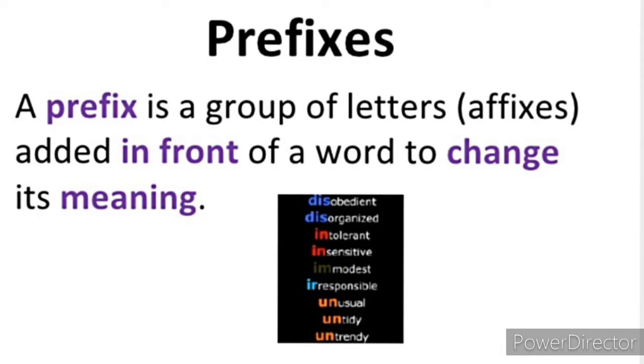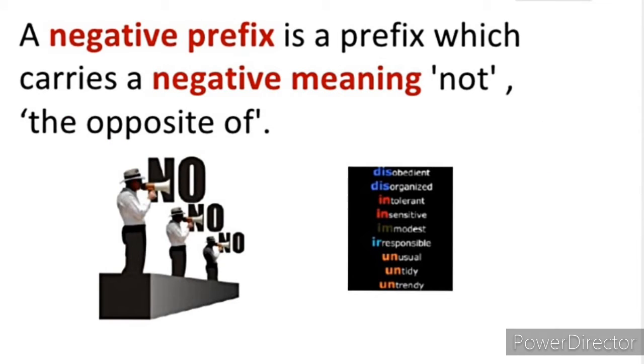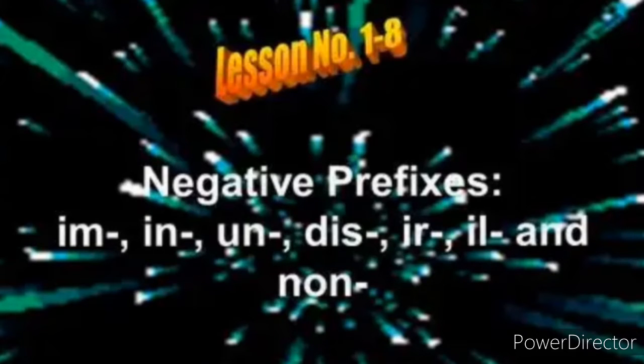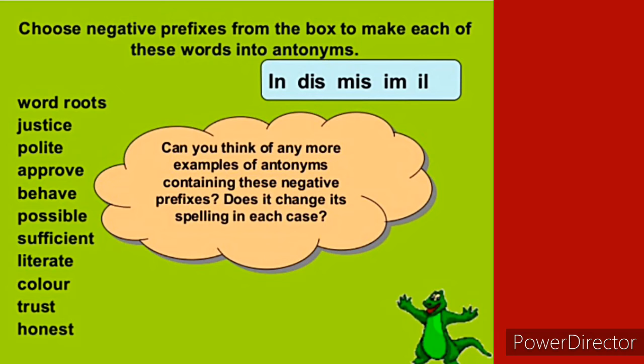Today's topic is prefix. A prefix is a group of letters added in front of a word to change its meaning. Then what is a negative prefix? A negative prefix is a prefix which carries a negative meaning, that is, not or the opposite of. Examples of negative prefixes are im, in, un, dis, etc. It means by adding these prefixes, we can make the opposite of the word.